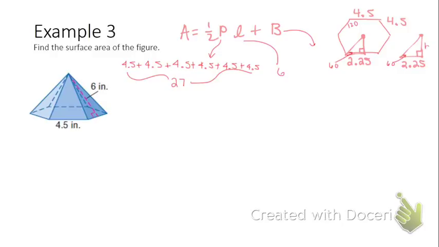So we need to find the height. What trig function can we use to find the height? Tangent, opposite over adjacent. Tangent of 60 equals height over 2.25. Good, so multiply both sides by 2.25.